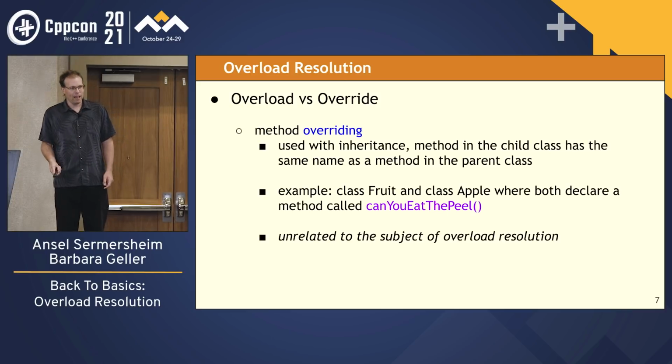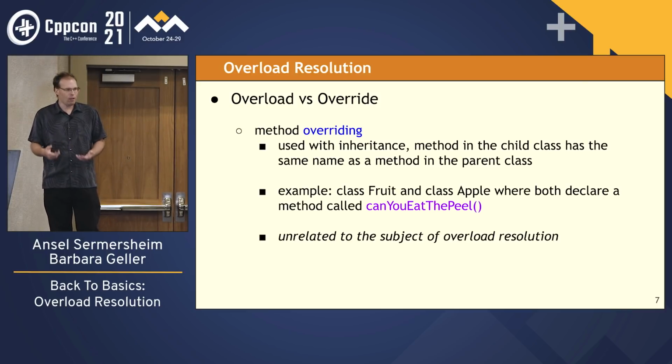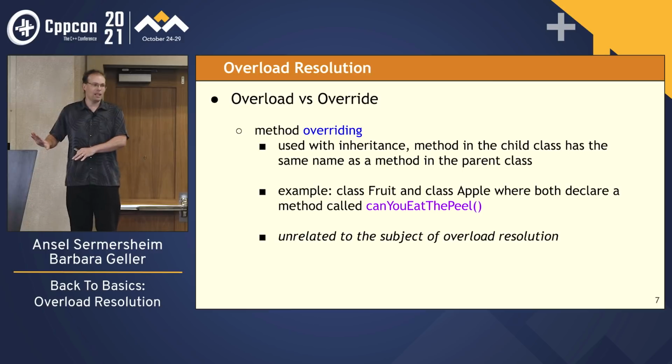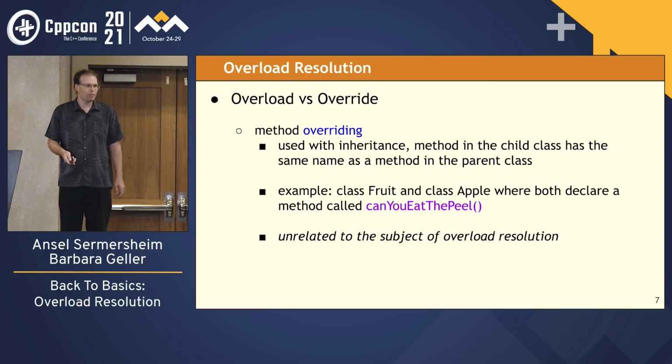Method overriding means that you have inheritance in the design of your program. So you have some method in the child class that has the same name as a method in the base class. So you might have a class fruit and a class apple, and both of them have a method called can you eat the peel? This sort of programming is more of the classical object-oriented design technique, and this involves virtual methods and method overriding. This is completely unrelated to the subject of overload resolution.